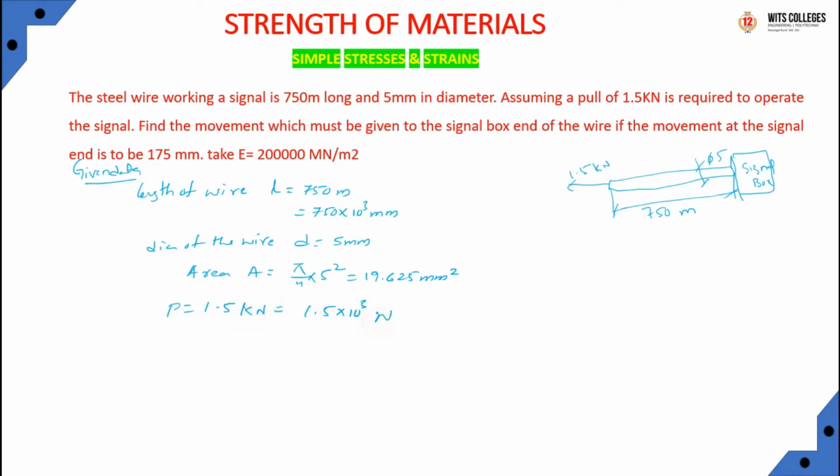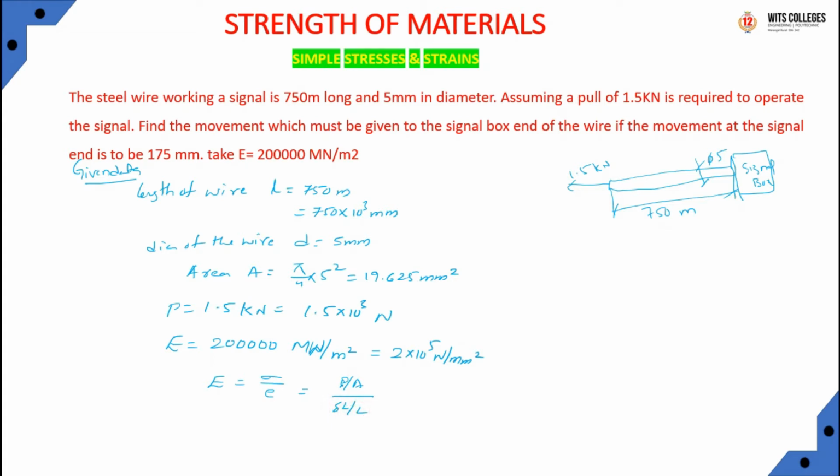Given load P equals 1.5 kilonewtons, converted into 1.5 into 10 power of 3 newtons. Given Young's modulus E equals 2 lakh meganewtons per meter square, converted into newton per millimeter square, that is 2 into 10 power of 5 newton per millimeter square. We have the formula for Young's modulus E equals sigma by epsilon, which I can write as P by A divided by delta L by L.